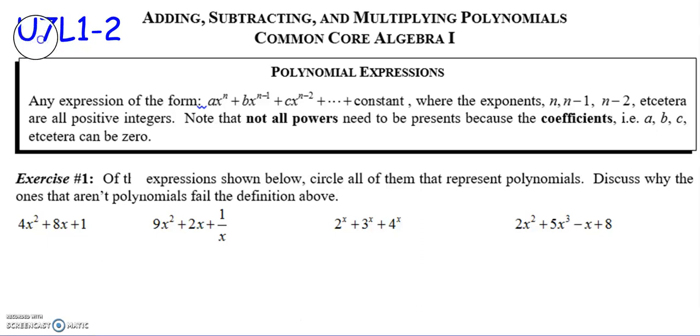Alright guys, this is unit number 7, and what we're doing is going to combine lesson 1 and 2 into one lesson. So we're going to jam a lot in this, and let's see how we do. So we're going to be adding, subtracting, and multiplying things called polynomials, which we have to introduce.